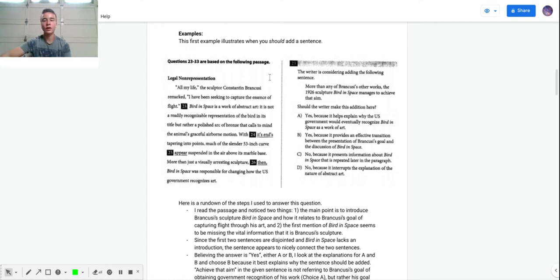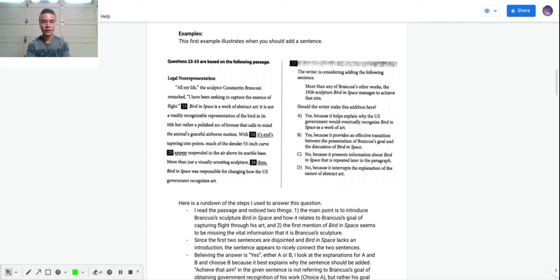So we can see here, reading the sentence, more than any of Brancusi's other works, the 1926 sculpture Bird in Space manages to achieve that aim. So it seems to be on topic. It talks about Bird in Space and how Brancusi had, it says achieve that aim at the end of the sentence. We can assume that means seeking to capture the essence of flight. So it's not off topic. So it seems like it should be added, but we're just going to go through a few more things just to make sure that's the right answer.